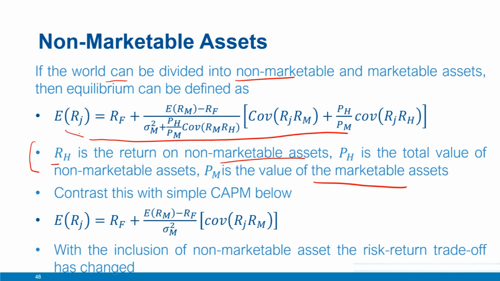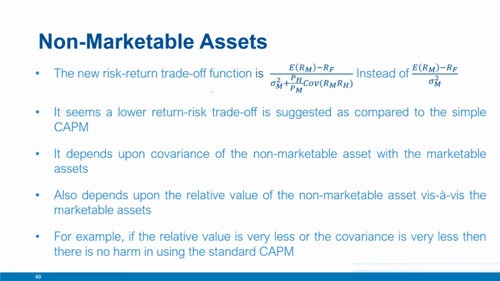Let us contrast this new model with the original model. Notice that first, the price of risk, which was given by this term, has changed, and the risk magnitude has also changed. We'll deal with each of these terms one by one: the price of risk, the risk-return trade-off given by this expression, as well as the quantum of risk given by this expression. They have changed compared to the original CAPM model. Let's see how it works. Let's look at this risk-return trade-off, or what we call the price of risk. Earlier with standard CAPM, it appears like this, and with the introduction of non-marketable assets PH, it appears like this.